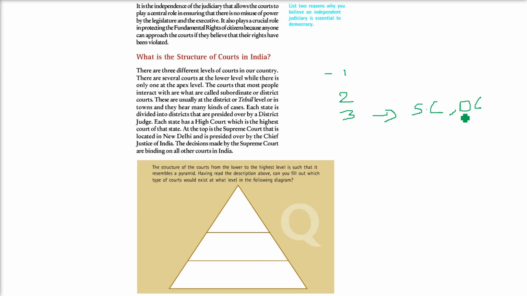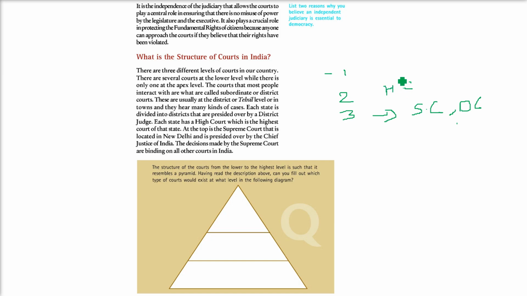Now these subordinate courts and district courts are usually at the district or tehsil level or in the towns, because they hear many kinds of cases, and each state is divided into various districts that are presided over by a district judge. Now each state has a high court, which is highest in that state.